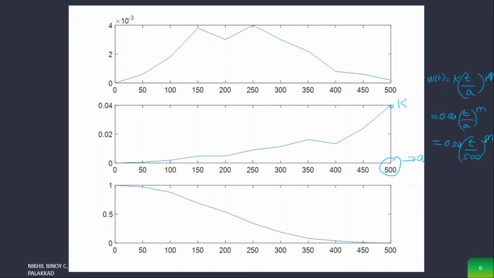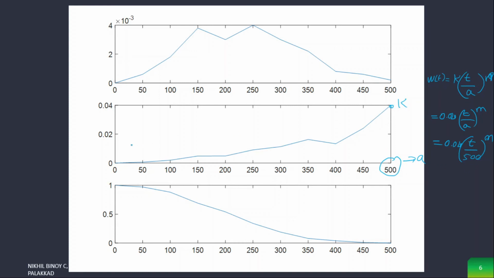Now what we have to find? We have to find the value of m. Is it okay? So please note W of t is equal to 0.04 into (t by 500) raised to m. So we got two parameters, but the gain is the last value of failure rate. This value 0.04 is the gain. A is the time scaling factor, so the time scaling factor is 500. So now we are going to find m.